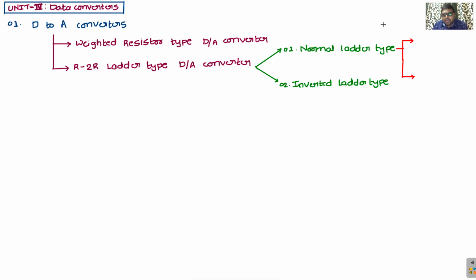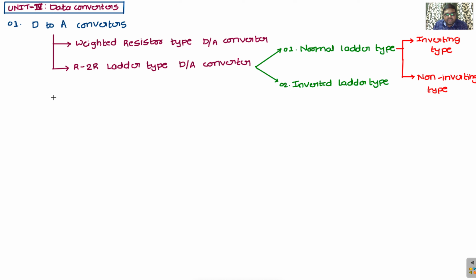Okay, the ladder type is again classified into two types: inverting type and non-inverting type. These are the digital to analog converters.